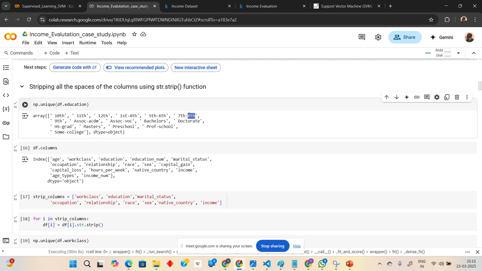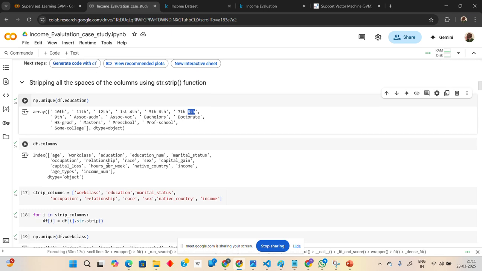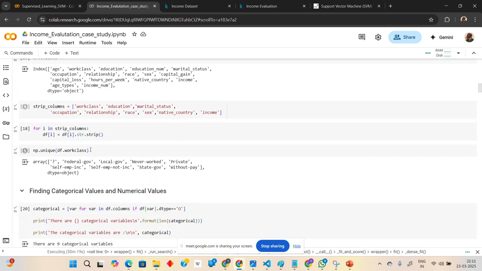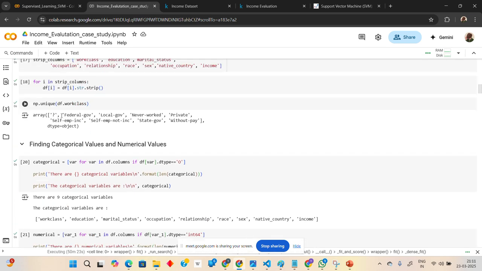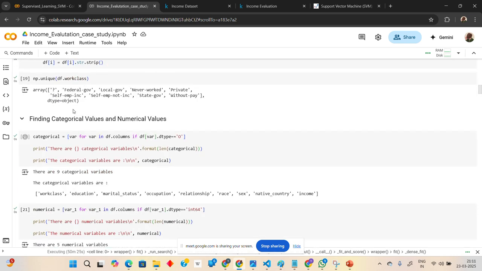Some different educations may also be there, right? Along with the normal ones, like ninth, association ACDM, association VOC, there are some other PG diplomas and all. Columns, strip columns. Just to strip, it is not very necessary. You can directly come to this one.